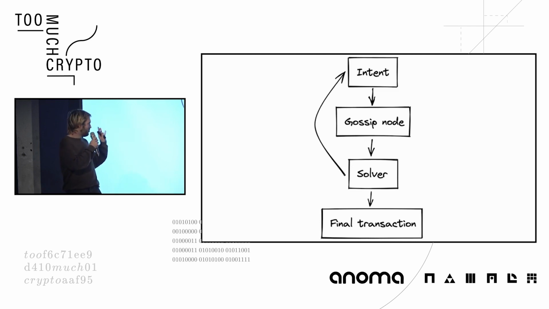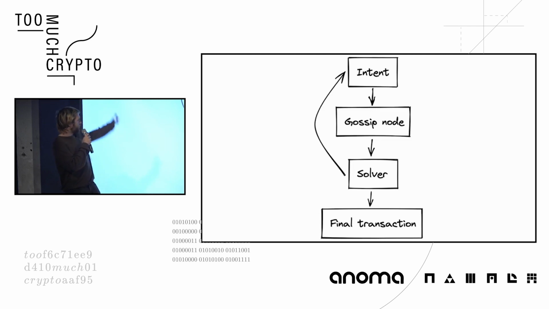And sorry for the abrupt color change, but it's worth it for the diagrams. So basically, very high level, there are intents. Those intents are gossiped around the network. They get seen by solvers who try and combine them together. You will notice that this diagram contains an infinite loop. That is because we exit the infinite loop on an exit condition, which is when we have a final transaction.